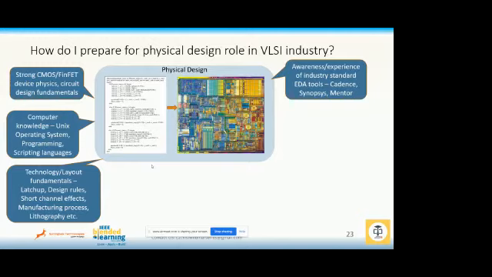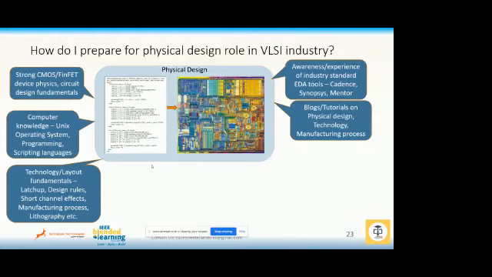It's mainly through EDA tools, what we call electronic design automation tools. Cadence, Synopsys, Mentor are the companies which have these EDA tools. So if you have awareness of these EDA tools, or if you have used these tools, that will help tremendously for a physical design role in your industry.